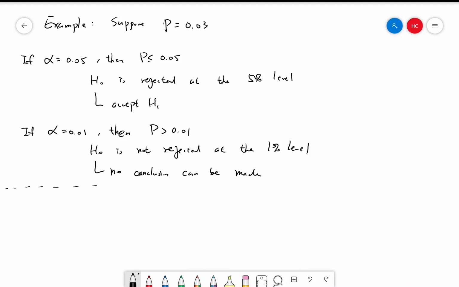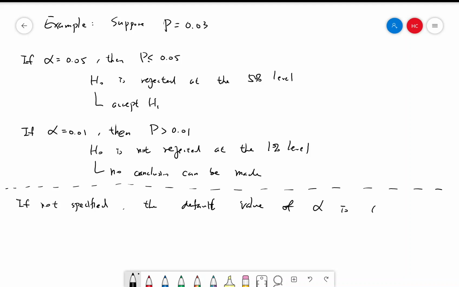So whether we reject H0 or not depends on the value of alpha. In general, if not specified, the default value of alpha is 0.05. And this is similar to the fact that we choose a 95% confidence interval. So it's just a number we choose.